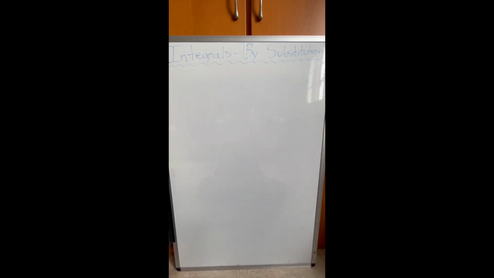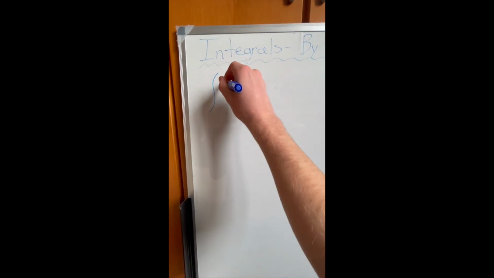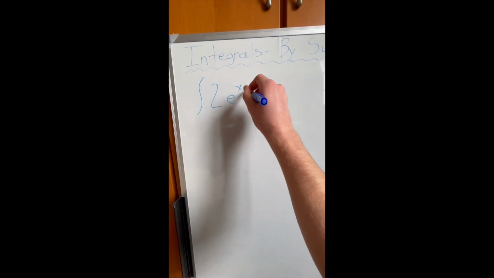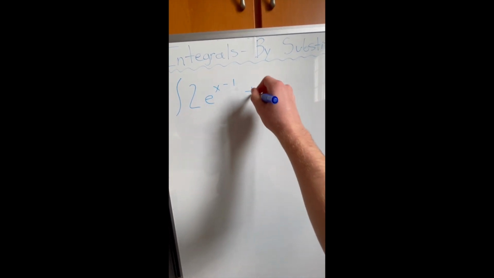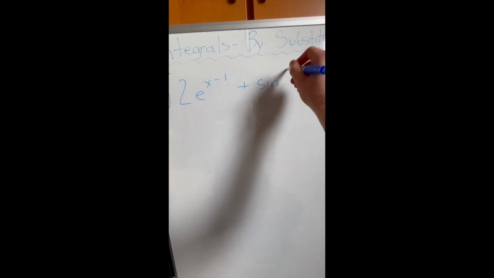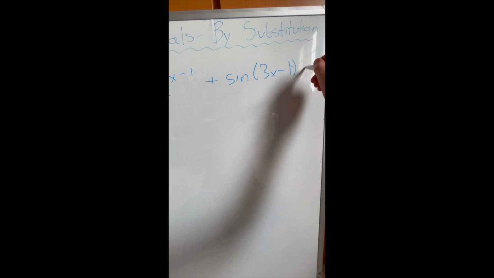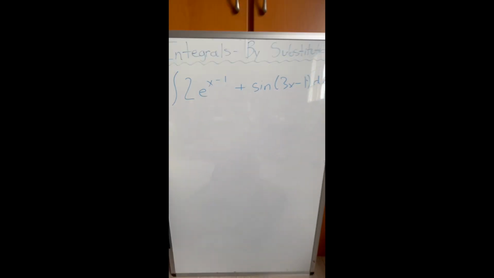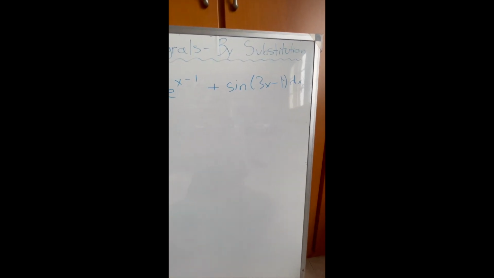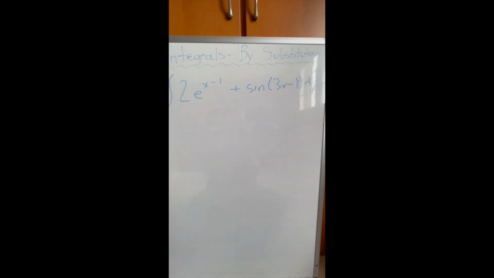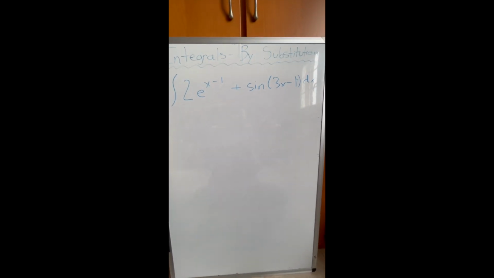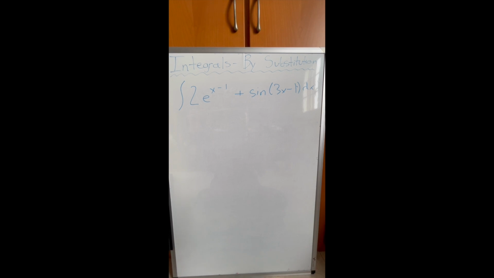Let's practice with a final example. The integral of 2 e to the power of x minus 1 plus sine of 3x minus 1 dx. So here we have an integral that is quite complex. It is quite long, and we want to solve it by substitution.